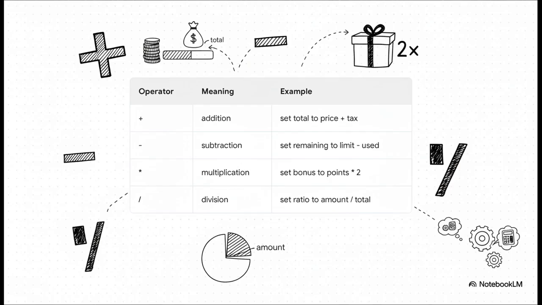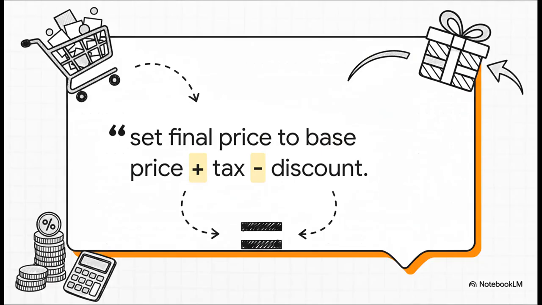They let you perform calculations right inside your rules, whether you're figuring out a final total, calculating a bonus, or determining some kind of ratio. And here is a perfect everyday example of that. To get the final price, you take the base price, you add the tax, and then you subtract the discount. It's simple, it's clear, and it's exactly how you'd explain it to another person. The system just does the math for you.